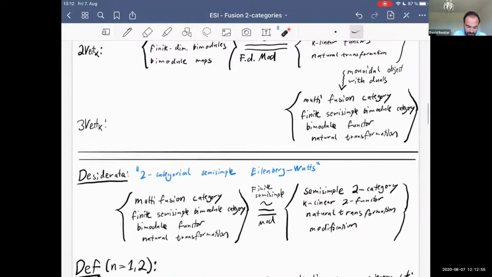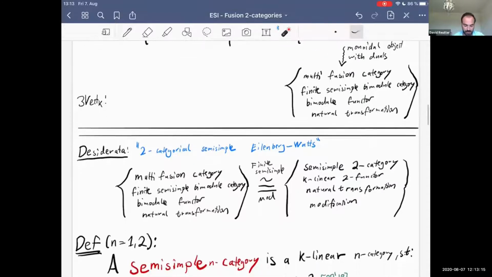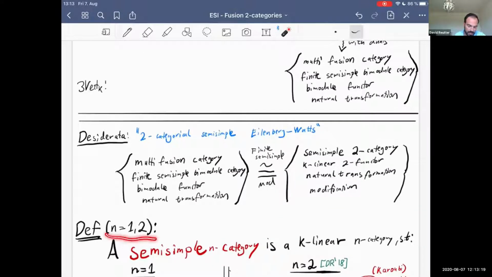So if you haven't seen the definition of what a semisimple category is, or if you haven't seen the definition of a fusion category in this perspective, I'll structure this talk so that I give the definitions for n equal 1 and n equal 2 in parallel, so that one really sees where these two notions are similar, where they're different, and how certain notions appearing on one side appear on the other side. So, right, let's look at the definition. Again, here I'm going to give this definition for 1 and 2 in parallel.